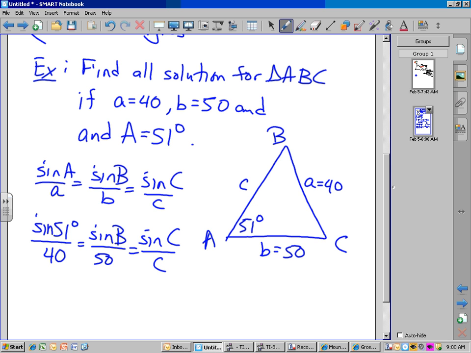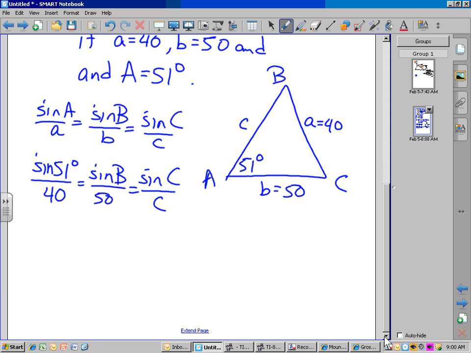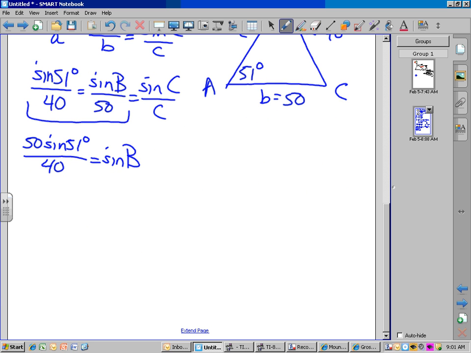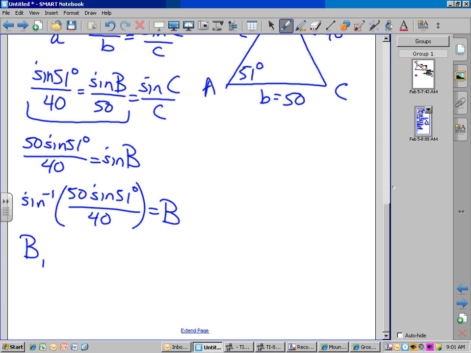So, what can we solve for here? B. Angle B. First, we're going to take these two. So first multiply by 50. And here's where you take the inverse. That gives us angle B. And we're going to go ahead and put a 1 on that, because the inverse is what's causing us to have different possible cases. So this is where we have to worry about two different possibilities.